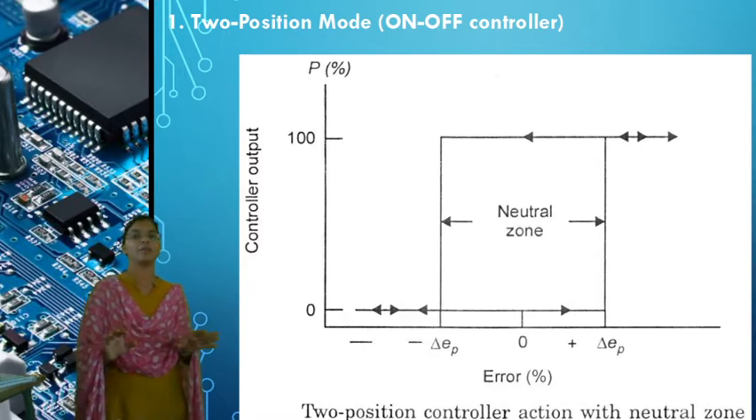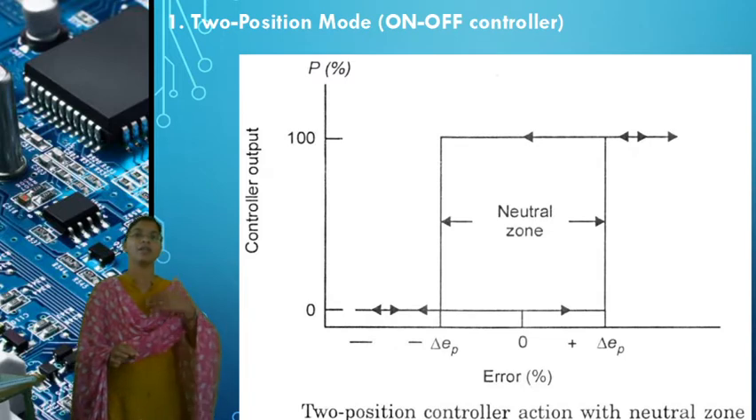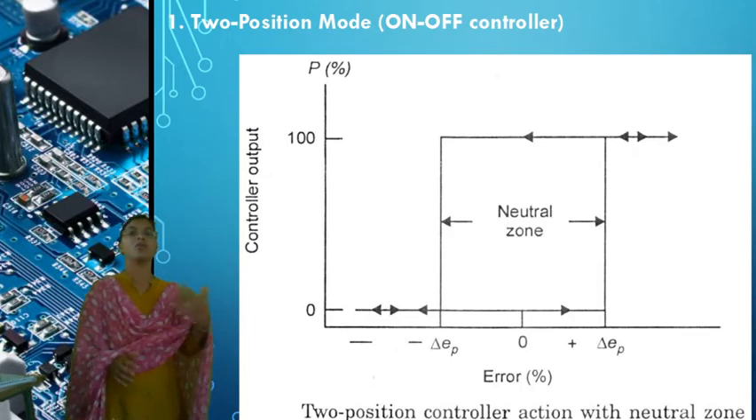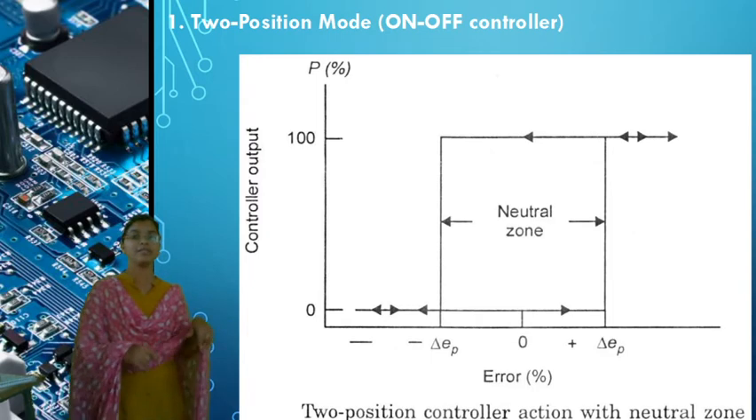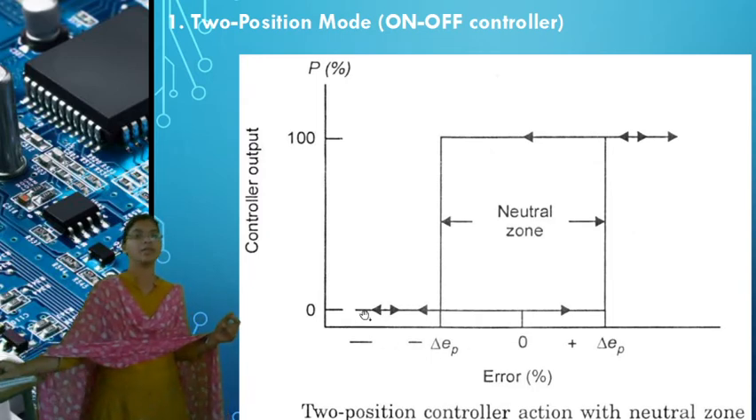Taking the same example I explained previously, I am going to switch on the motor, because EP is greater than 0. So will the water come into the tank in a fraction of seconds? No, it will take some time lag to get the water into the tank. So that lag is needed to change the output from 0 to 100%.